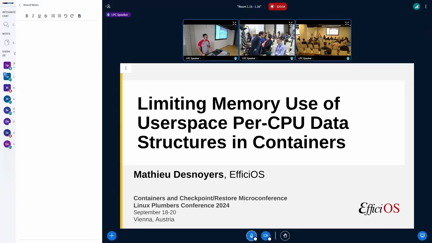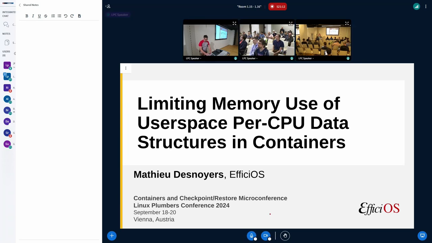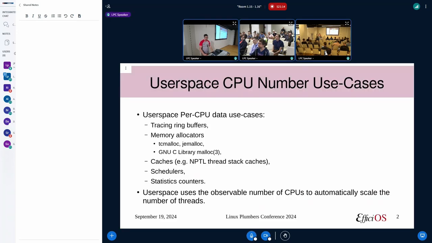All right. So let's start. Today's discussion is about trying to limit the memory use of user space per CPU data structures within containers. So let's see if it works. The arrow keys work. Oh, perfect.